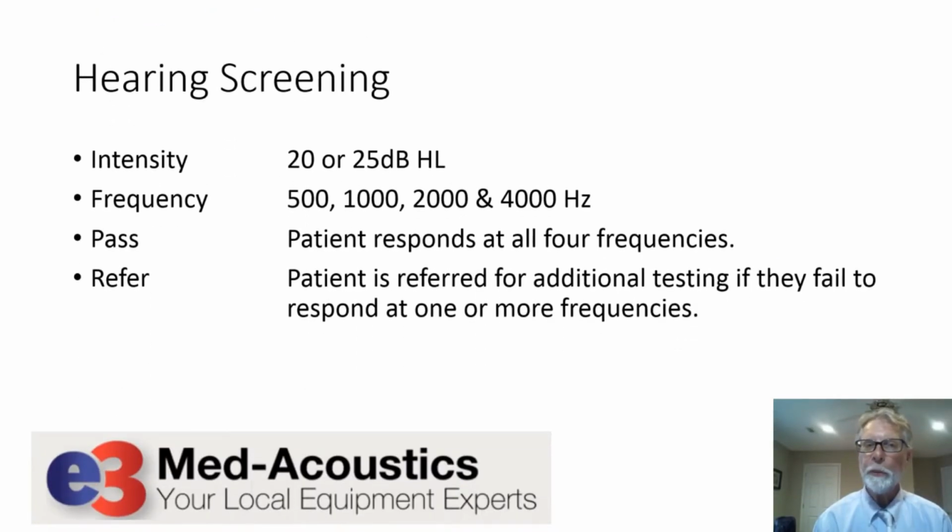All right, so there's 2 ways to do it. You can either do a hearing screening or determine the hearing thresholds. The easiest thing is a screening. This is for patients who you're going to say, well, they either pass or they fail. If they pass, then there's no other testing that's usually done. If they fail this test, then they are referred for additional testing.